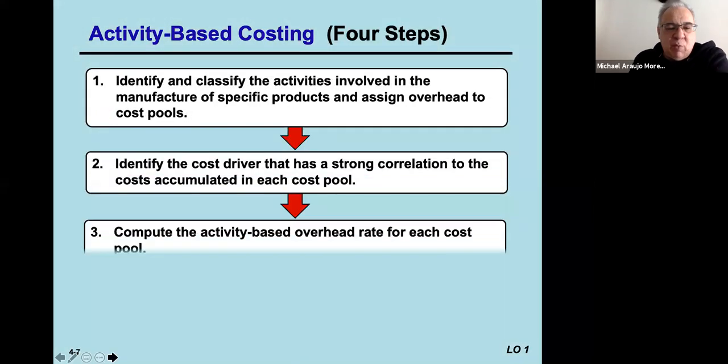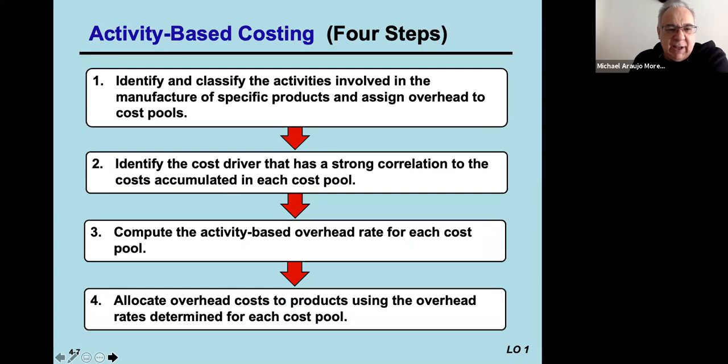Okay. Your book has these wonderful little graphs. Isn't this lovely? So, step by step here, identify and classify the activities that are involved to manufacture a product. And then you assign something called an overhead cost pool. Then you identify the main cost driver, which is basically sucking up most of the costs in these cost pools. Then you're going to learn how to compute what's called an activity-based overhead rate for each of these cost pools. And that's how we're going to allocate the costs. Okay. So you'll see this play out as the chapter goes on.